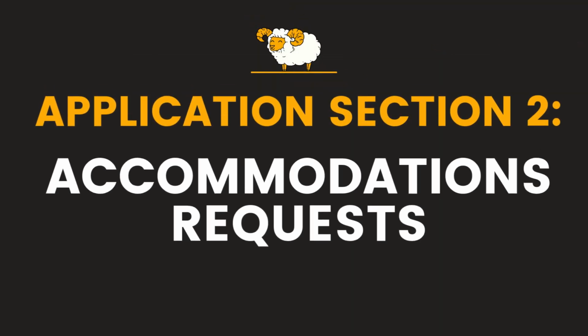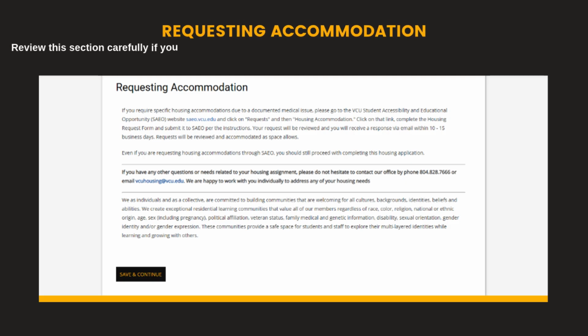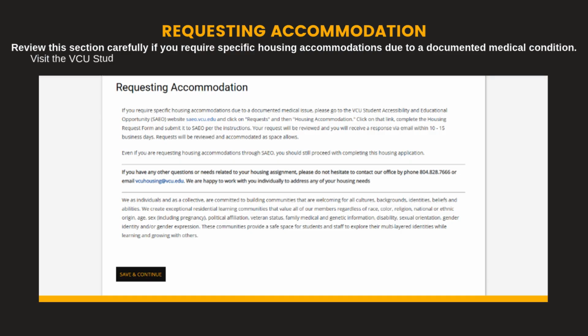Application Section 2. Accommodations Requests. Review this section carefully. If you require specific housing accommodations due to a documented medical condition, visit the Student Accessibility and Educational Opportunity SAEO website at saeo.vcu.edu for more information.